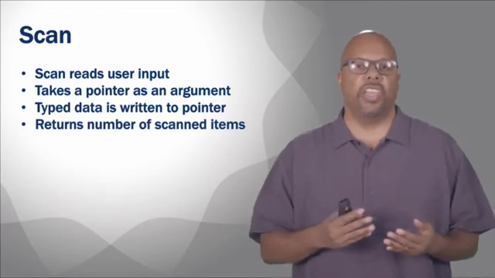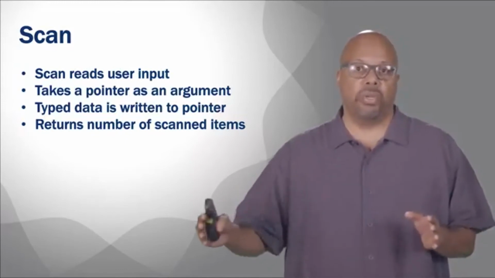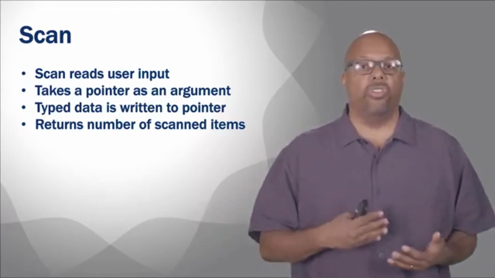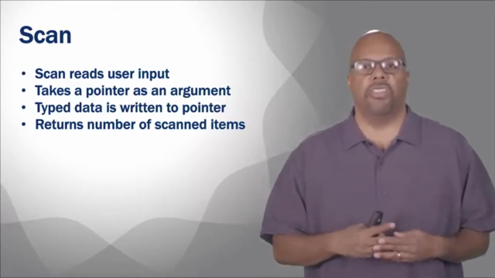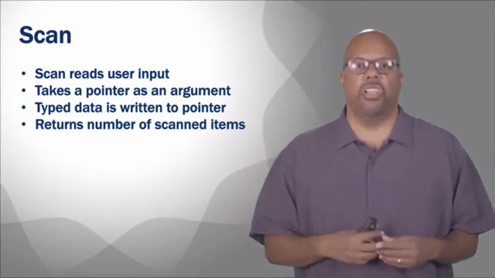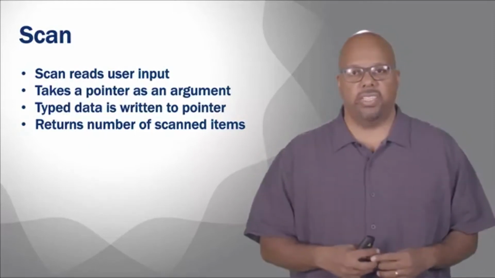What it returns is the number of scanned items. It actually returns two things. The first is the number of scanned items, the number of space-separated tokens that a person typed in. The second thing that's returned is an error. If there's no error, it'll just return nil. But if there's an error, it'll return an error value, and we can investigate that.